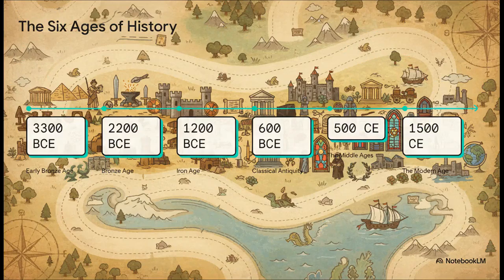To even begin to tackle a question that big, we're going to need a map. And this is it. This timeline breaks down all of recorded history into 6 major ages. We're going to walk through each one from the very beginning of writing right up to our world today.